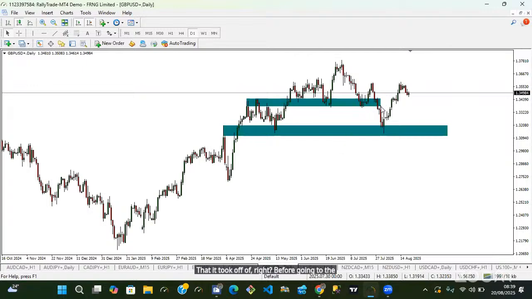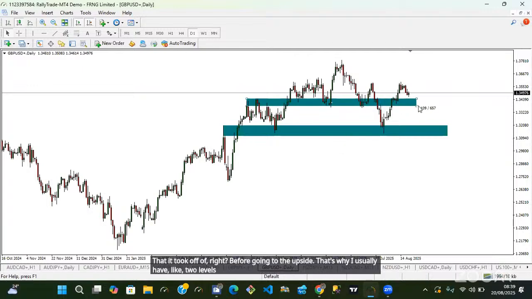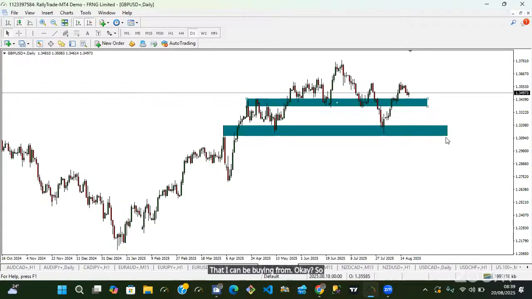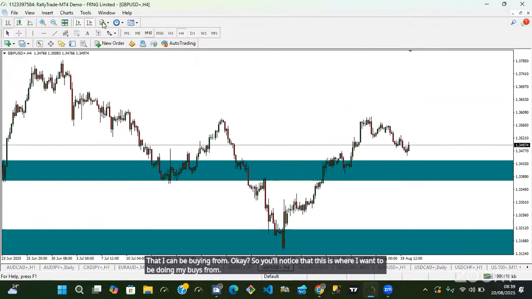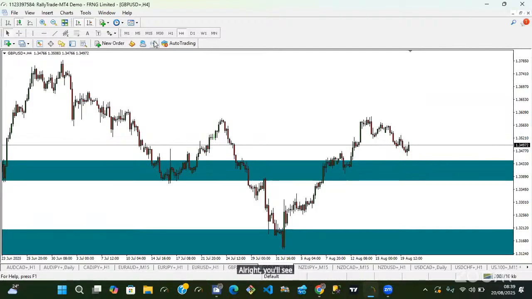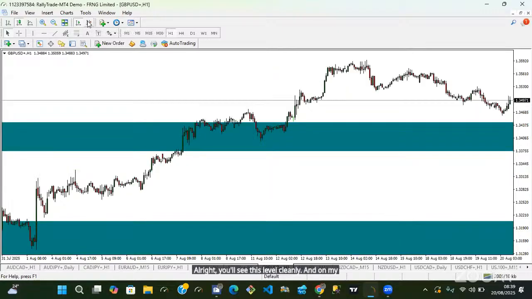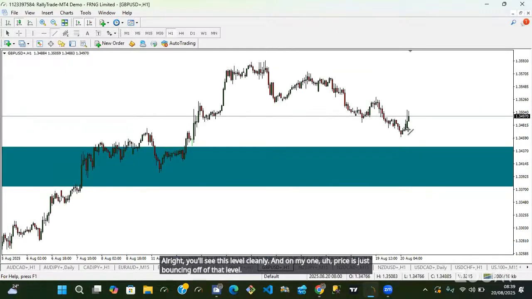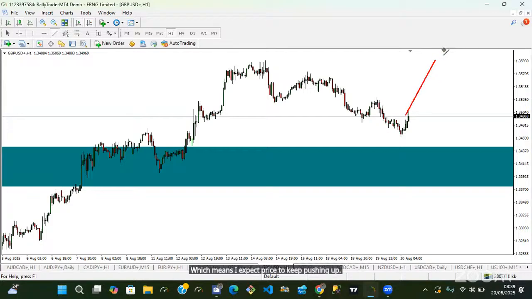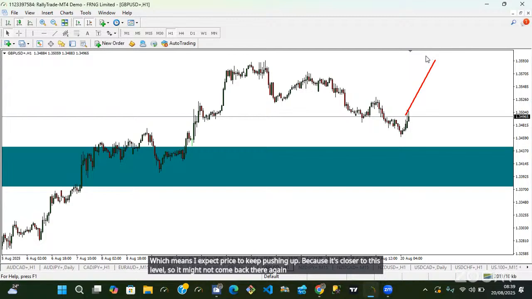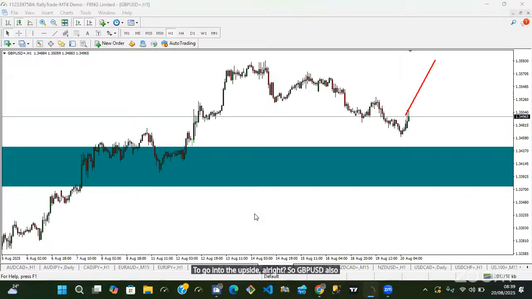That's why I usually have at least two levels that I can be buying from, okay? So you'll notice that this is where I want to be doing my buys from. And if I go to my 4 hours, you see this level cleanly, and on my 1 hour, price is just bouncing off of that level, which means I expect price to keep pushing up because it's closer to this level. So it might not come back there again. So it has taken off. It's going to the upside. All right, so GBP USD also most likely is going to be bullish.